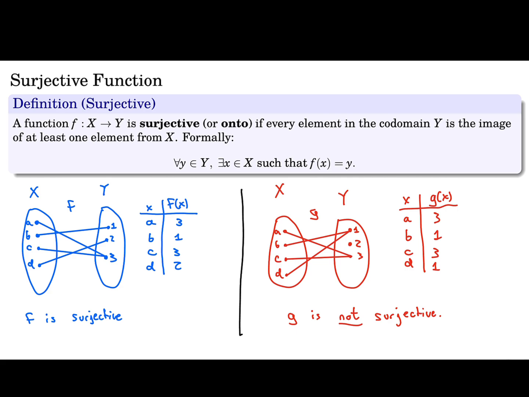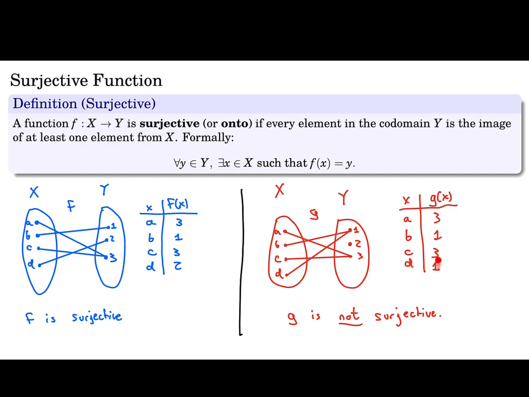Because when we look at it now, how do we negate this? We need to find an element in y that is not the output of someone in x. So in this case, if we go over the y's, we need to find someone that has no line going to it. 1 has 2 lines going to it, so it has at least 1. 2 does not, and that's it. We've identified the point that doesn't satisfy the definition. And so since there's an element in y, in this case the element 2, that is not the output of any element in x, this cannot be surjective.